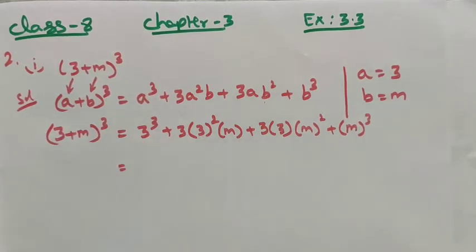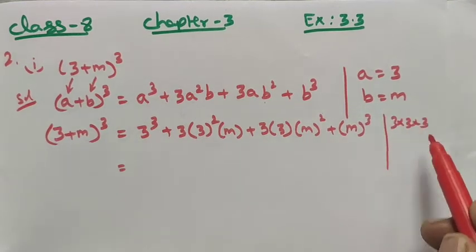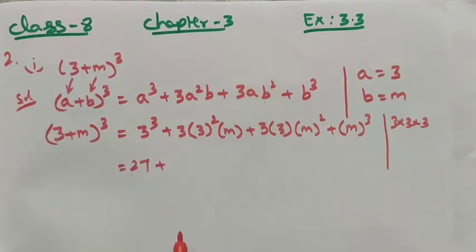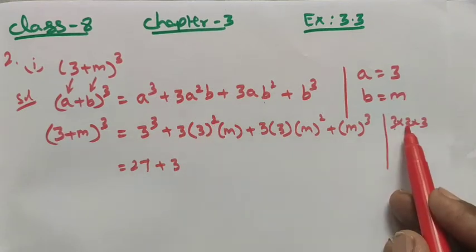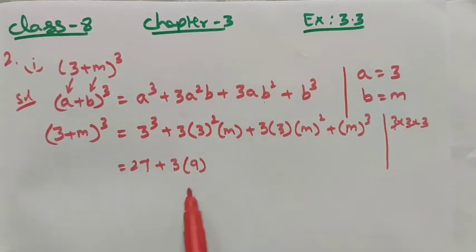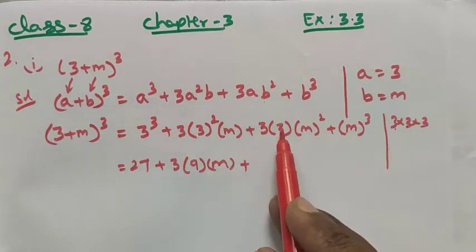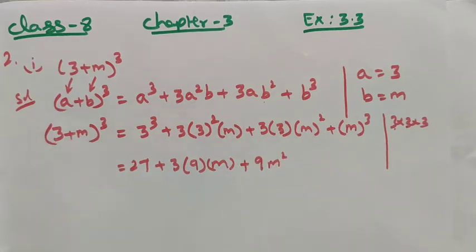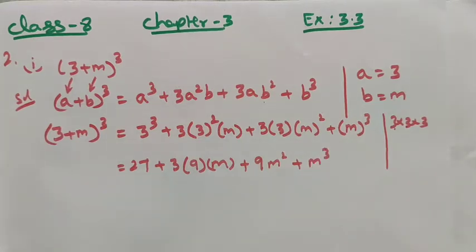Now multiply this. 3 cube means 3 into 3 into 3. 3 3s are 9 and 3 9s are 27, plus. Here we have 3 into 3 square. 3 square means only 2 times, right? 3 into 3 is 9. 9 m plus 3 3s are 9. m whole square is nothing but m square. And m whole cube is nothing but m cube.